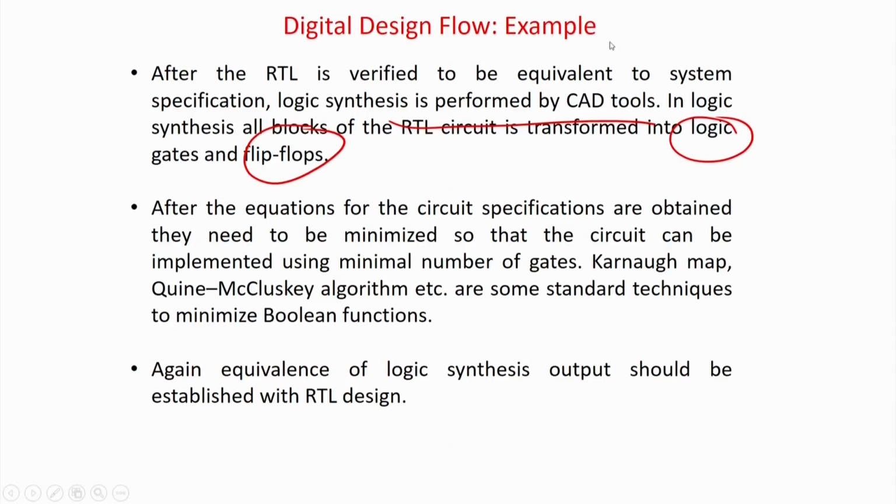After the equations for the circuit specification are obtained, they need to be minimized so that the circuit can be implemented in minimum gates. That is the logic synthesis. That circuit specification is there in terms of adder block, multiplier block, this finite state machine as I have shown you. Karnaugh map and Quine-McCluskey algorithm are standard ways to minimize Boolean functions. But again they are very, very slow. So they have to be made faster by optimization using heuristics like espresso.